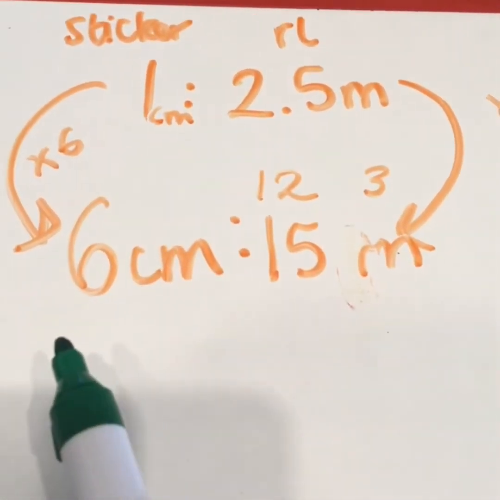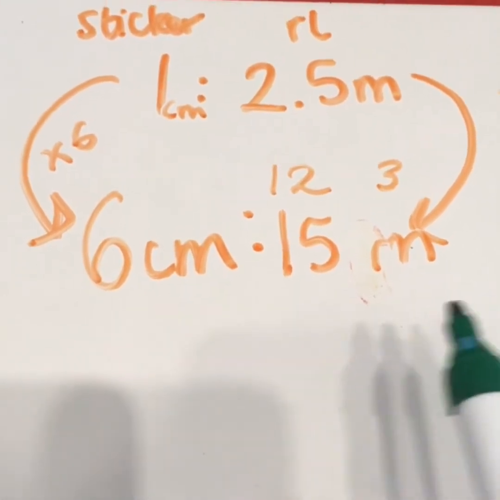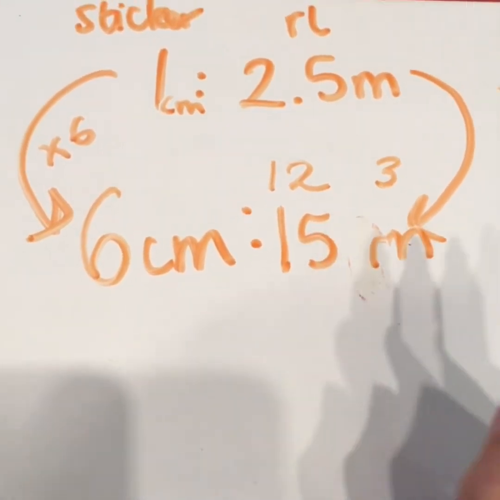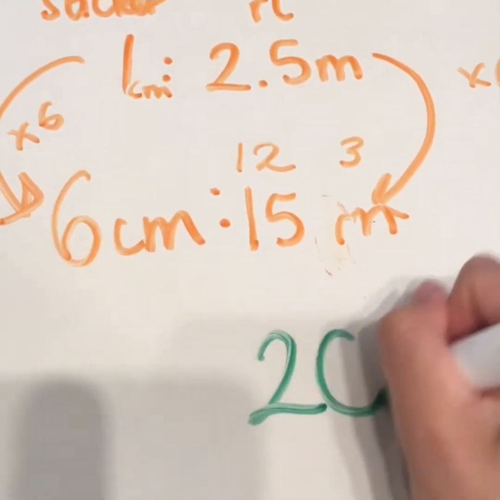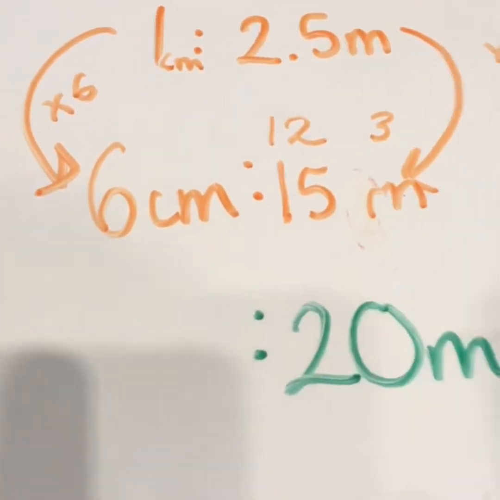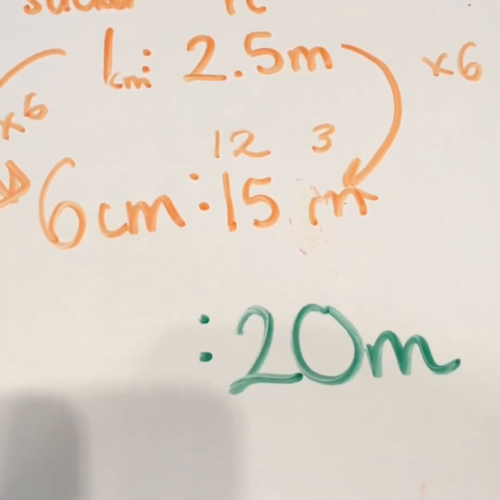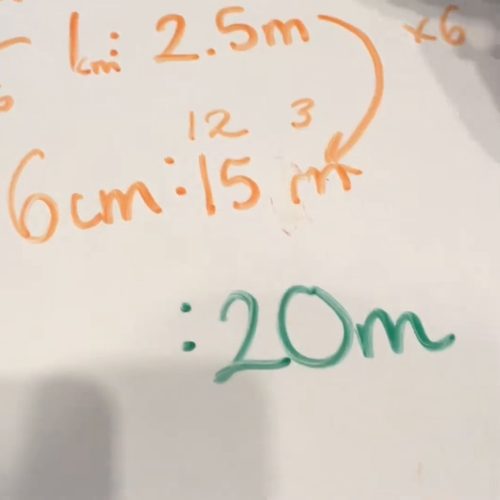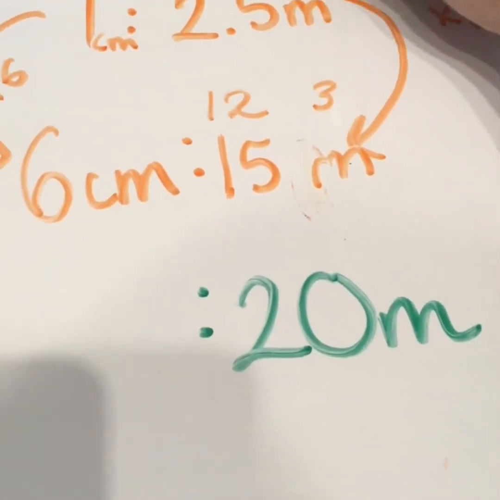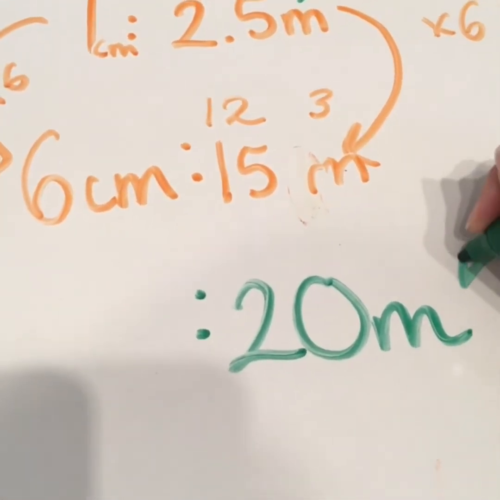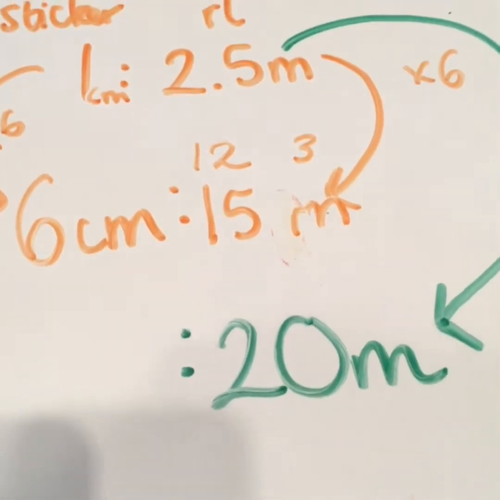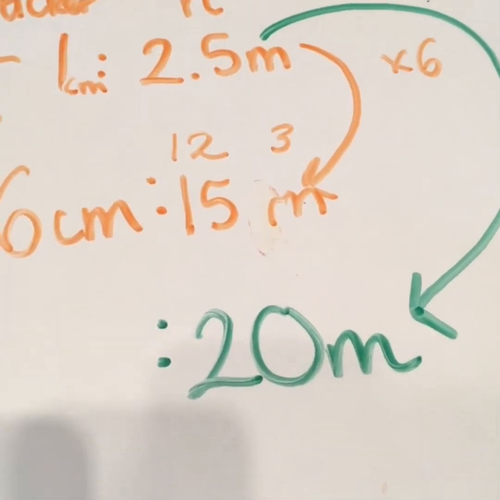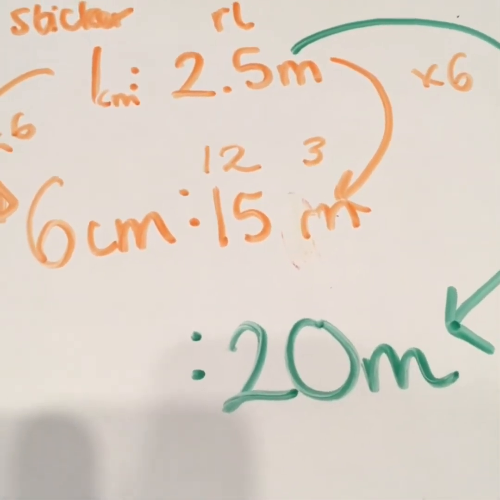So should I write 20 on this side of the ratio or this side of the ratio? This side, because it's the real life side. So in real life, it's 20 metres. So what have I times 2.5 by to get to 20? You could use the column method if you wanted to.